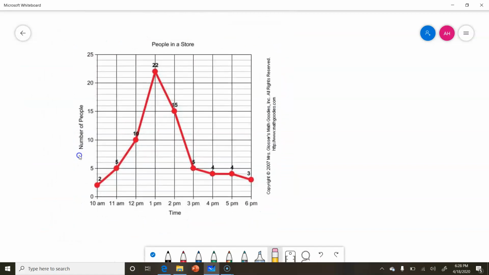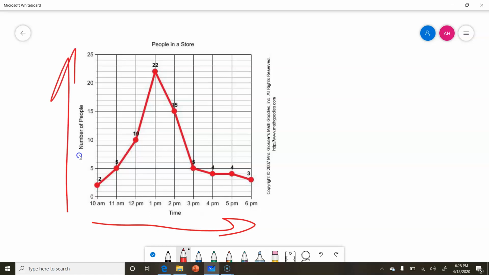So down here on the bottom, do you see how this says time? So time goes that way and the numbers go up and down. So we can look over here and say at 1 p.m. there's 22 people. At 3 p.m. there's 5 people. And then it's just reading it from there.